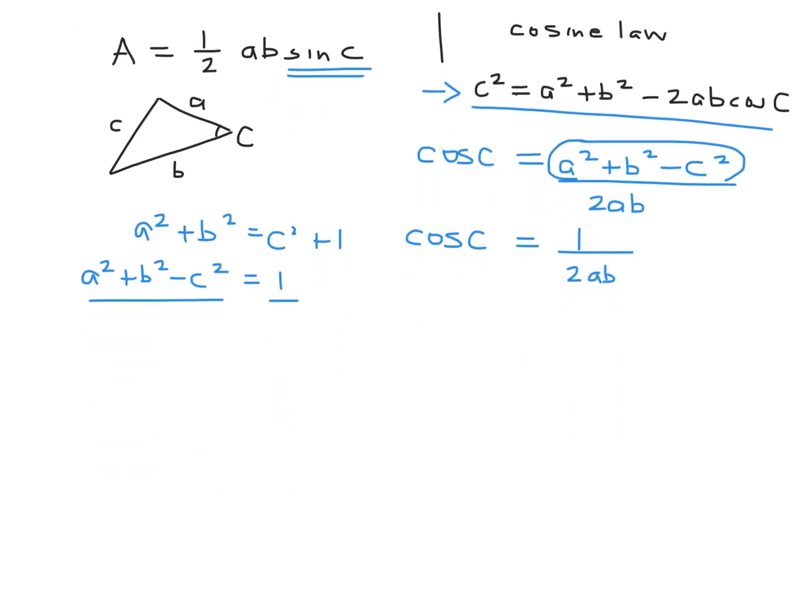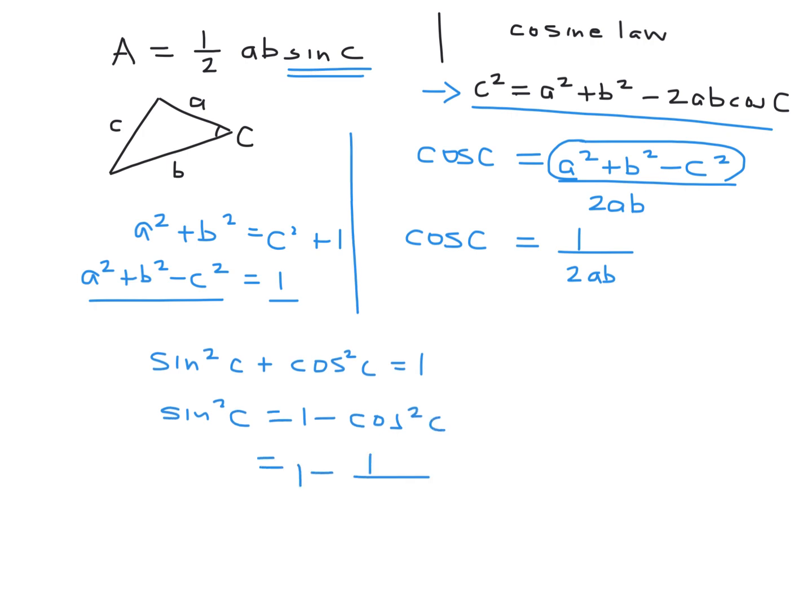Now, but I need sine C. I don't need cos C, right? So somehow I have to figure out sine C. But I know a very nice property that most of you know, probably the most famous trig property, that the sine squared of something plus the cos squared of that something is equal to 1. So I can use that to figure out sine C. If I put this on the other side, it'll be like this. And then cos C is 1 over 2AB. So that's going to be 1 minus 1 over 2AB all squared.